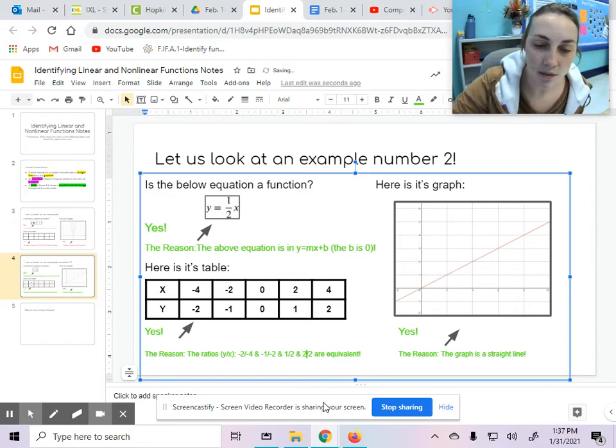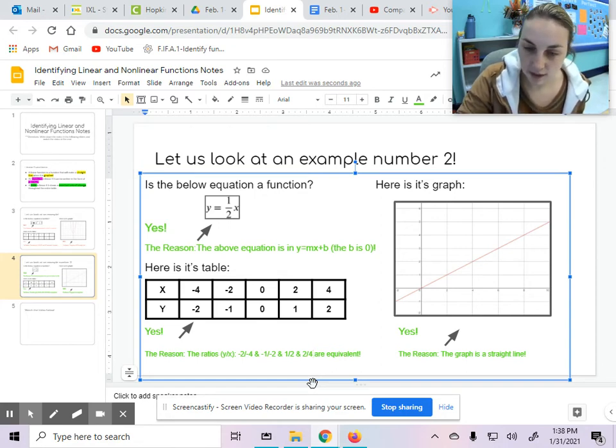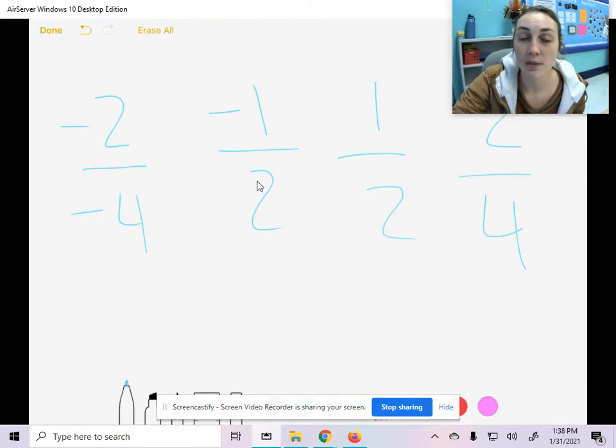And then we have 2 over 4. So again, I'm writing out all these ratios for you. Negative 2 over negative 4. Again, when you have a negative in the numerator and the denominator at the same time, that cancels out. 2 over 4 can be reduced to 1/2.